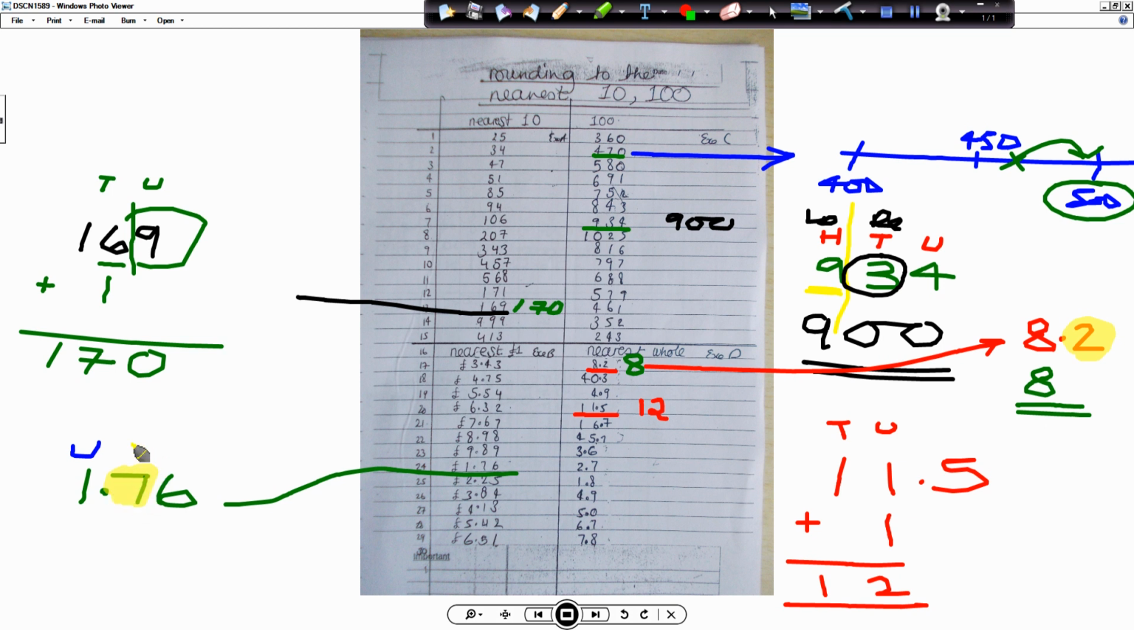What number is it? The number 7. If that number is 5 or more, what do we do to the 1? We add 1. So 1 add 1 is? 2. And we stop there. We don't do anything further. So £1.76 to the nearest pound is simply £2. That's it. Just £2. Not 2.00 pounds. Just 2. Okay, let's have a look at this next question here.